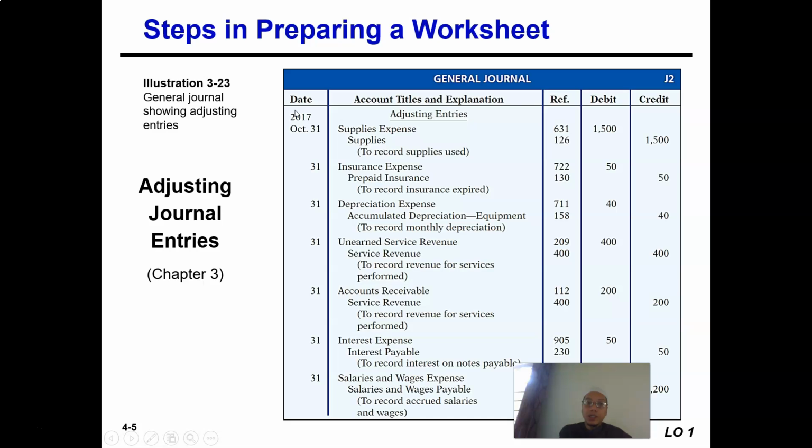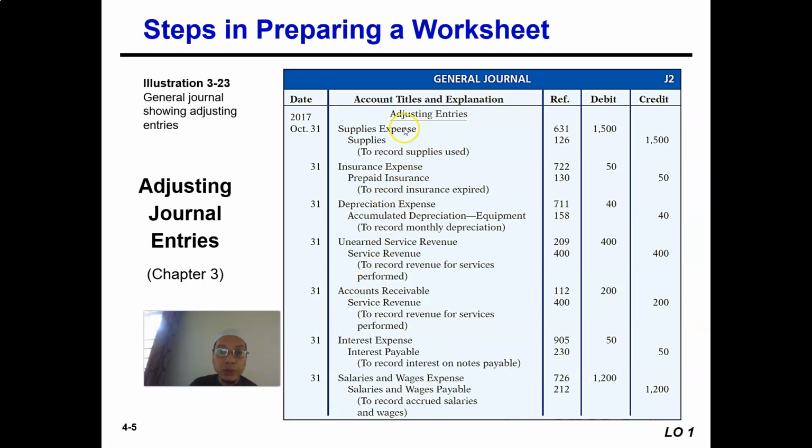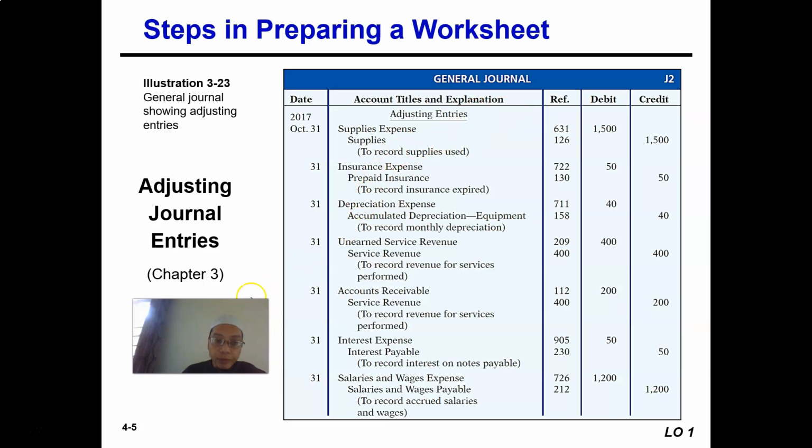Second step is to journalize the adjusting entries. Based on our previous topic, we already have looked into the examples of adjusting entries. We have adjusting entries for our supplies, for our prepaid insurance, for depreciation, and all of this. You just look back at the previous topic to recall about this. But we have already learned how to prepare adjusting entries.